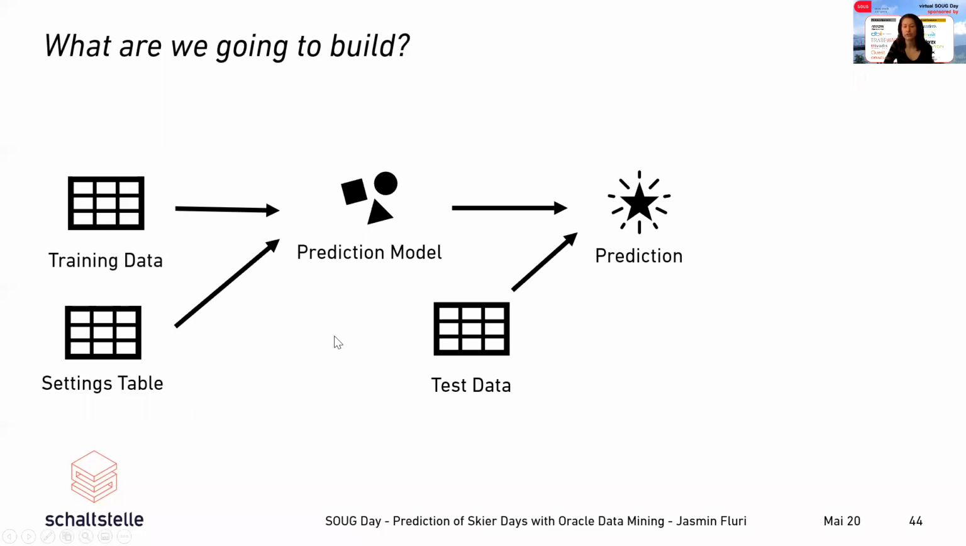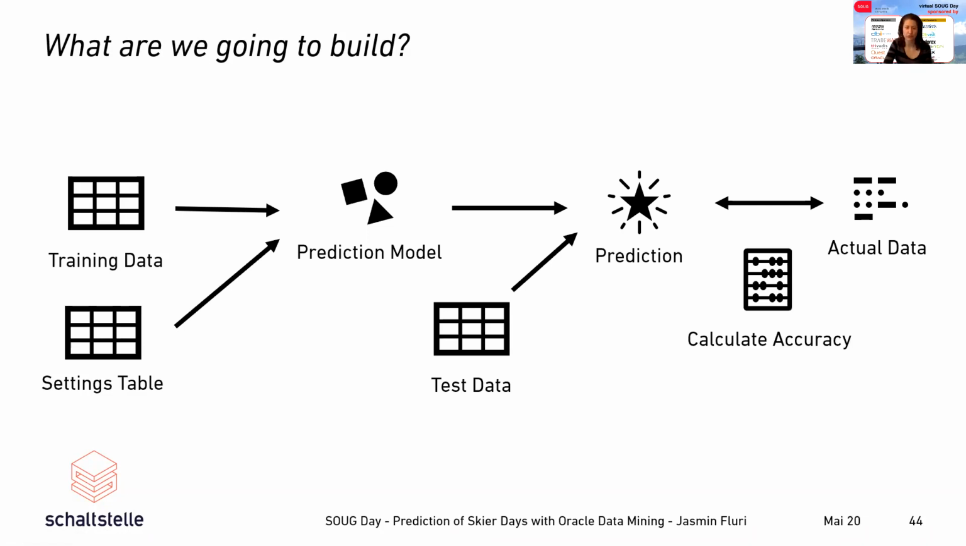It is then possible to compare the prediction to the actual data that we have. That would be the target value that was removed from the test data set. And between the prediction and the actual data, the accuracy results and tells us how accurate our prediction is. That's more or less the data mining process.